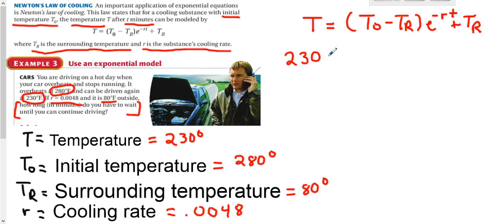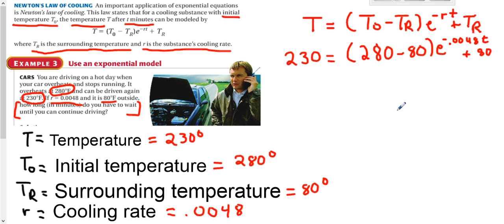So we'll go 230 is equal to the quantity of t sub 0, that's 280. That's our starting point. Minus t sub r, and we found that to be 80 degrees, that's our surrounding temperature. Times e to the negative r, which is 0.0048 t, that's our time, plus our t sub r again, our surrounding temperature, which is 80. Okay, with a simple substitution into Newton's law of cooling, we have this equation, and this is just about simplifying and solving for t.